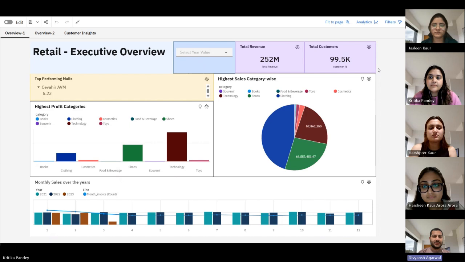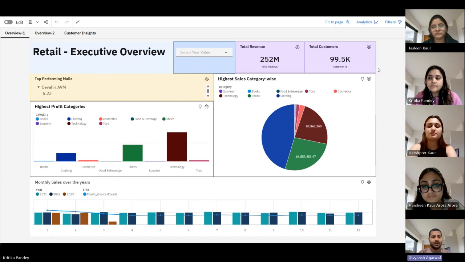So on the top, you see the total revenue. As we can see, the business has generated 252 million in revenue overall. So it's a strong performance metric. And if I talk about the total customers, there are 99.5 thousand unique customers that have made a purchase, again showing a very wide reach.